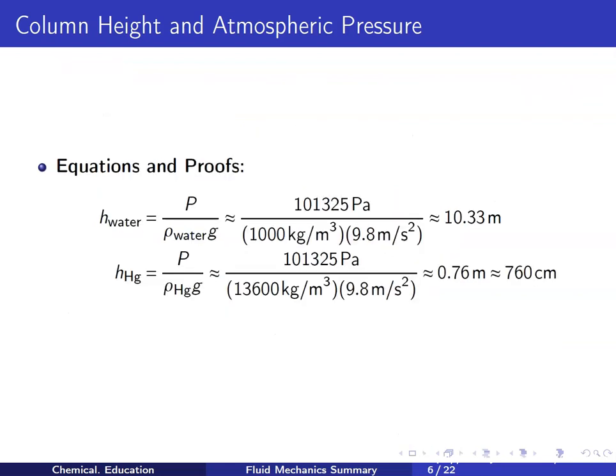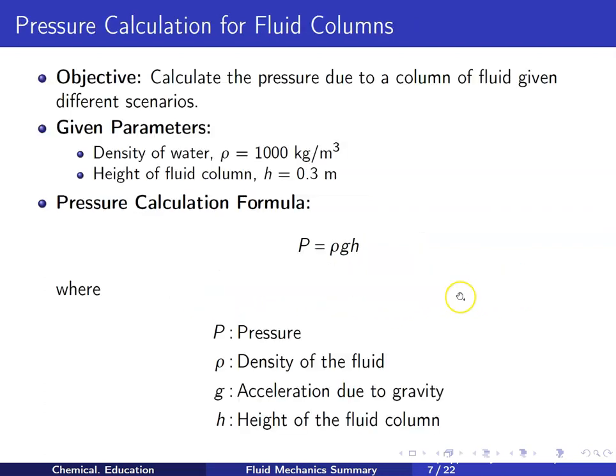Now here h water is equal to P by rho water into g. So P is 101.325 kilopascal. Now we know that rho of water is 1000 kg per meter cube, g is 9.8 meter per second square. From here the height of the water is 10.33 meter. Similarly, height of Hg, so here P is 101.325, same pressure, and density of the Hg is 13,600 kg per meter cube, and g is 9.8 meter per second square. So it is approximately 760 millimeter.